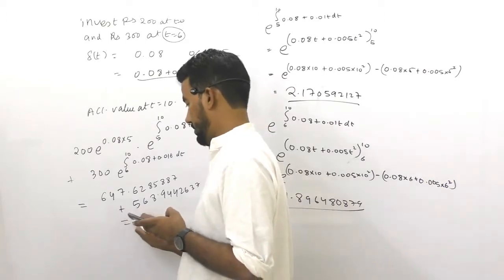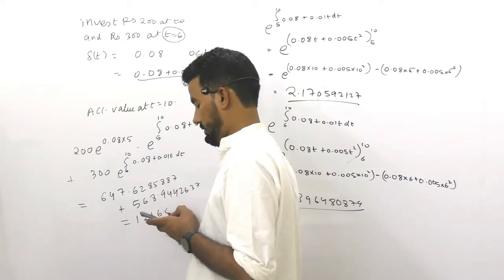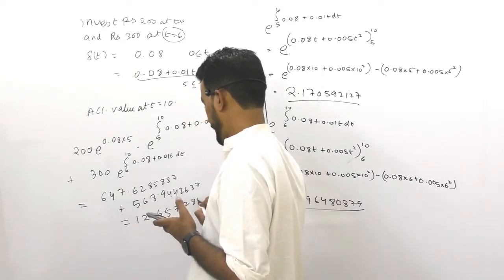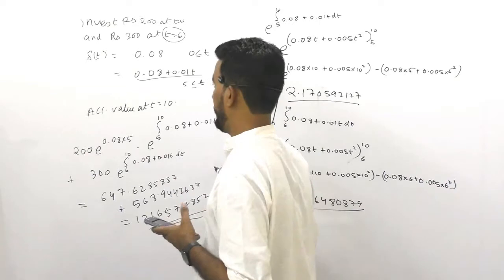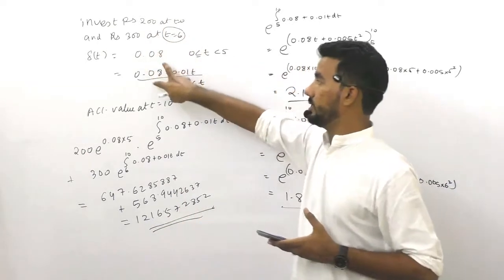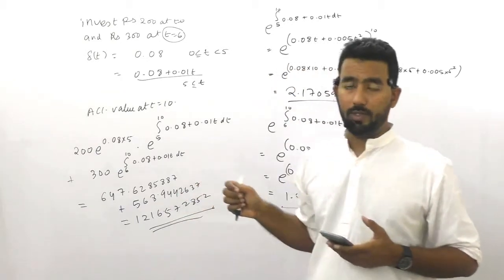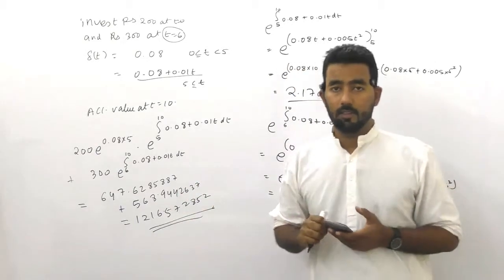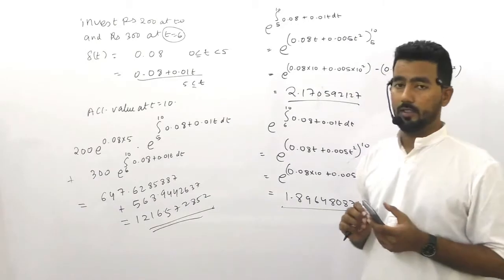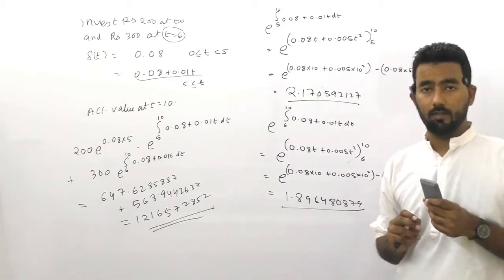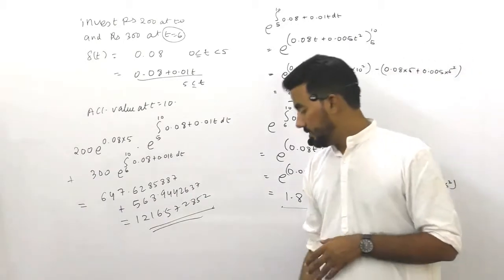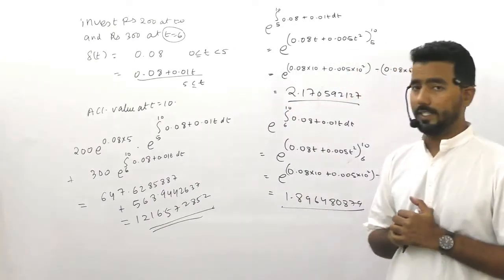And the final answer is 1216.572852. This means if you invest this amount using this rate of interest which is applicable, this will be the amount in your account by the end of the 10th year. So this is how you deal with the accumulation part using force of interest as a function of time. So I hope that was simple.